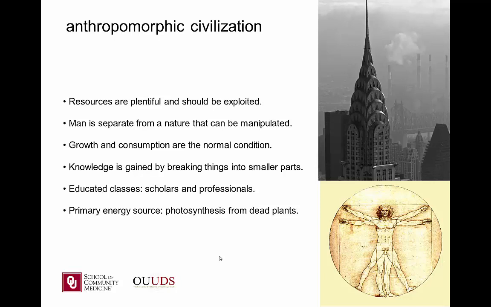Knowledge was gained from experimentation and breaking things down into systems and constituent parts. New educated classes emerged, including scholars and professionals. Eventually, these ideas would lead to an industrial revolution and an explosion of cities. The primary energy source during this period is photosynthesis from dead plants, in other words, fossil fuels. First coal, then petroleum and natural gas.